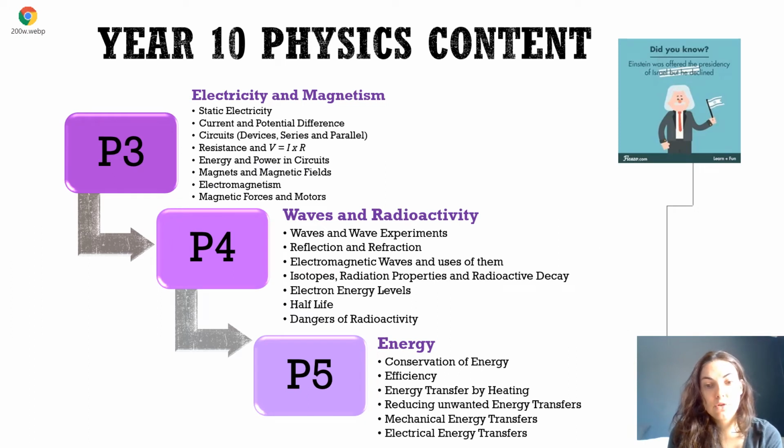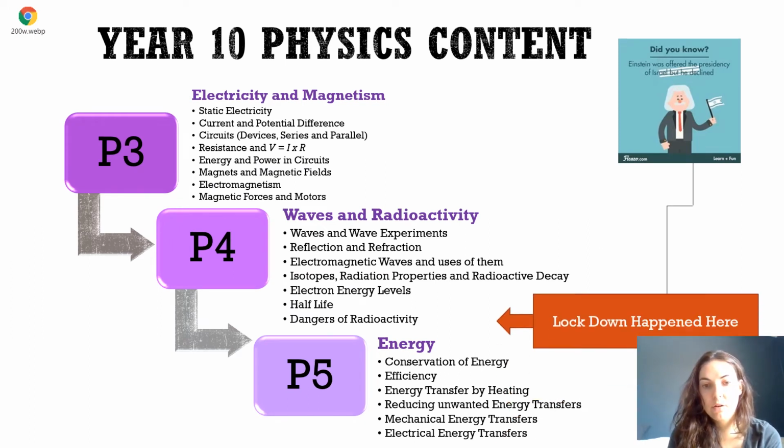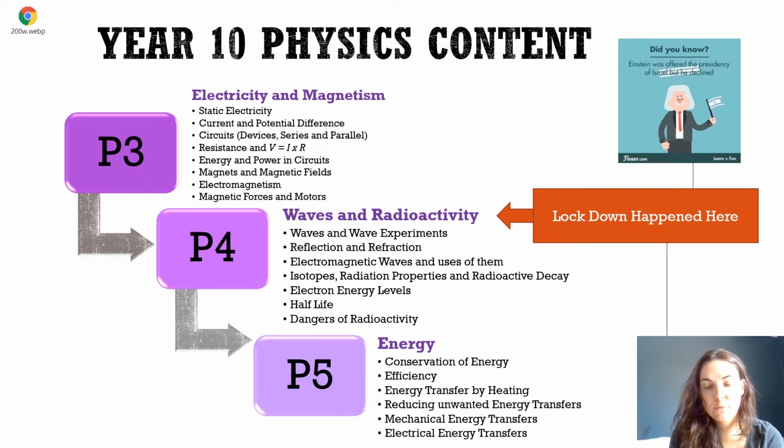Year 10, this is what you should have done. However, lockdown happened here on our scheme of work, which means that you have completed P3, which is electricity and magnetism, but you do still need to complete waves and radioactivity and the energy units.